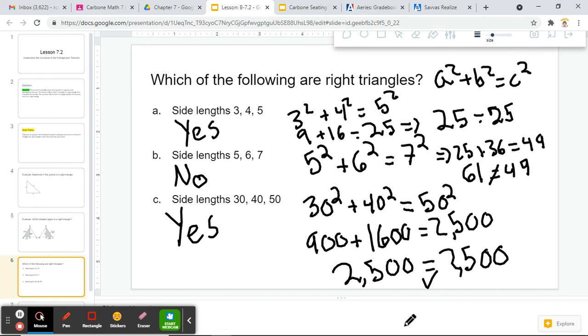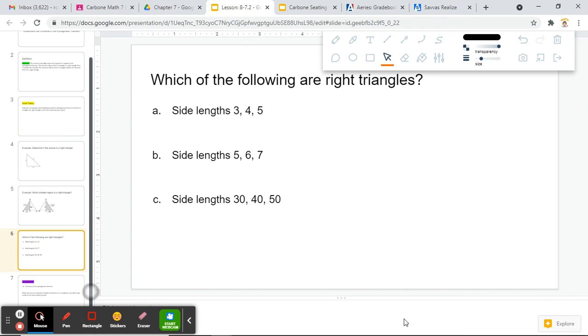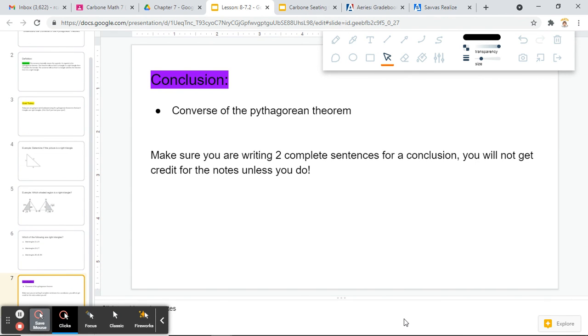Alright, everybody, there's plenty more examples we could go over for these, but I'm going to cut it there. I think you guys got the gist of it. So make sure you're writing your conclusion today. Today we talked about the converse of the Pythagorean theorem, and make sure you're writing two complete sentences for a conclusion. You guys are not going to get credit on these notes until I see those two complete sentences.